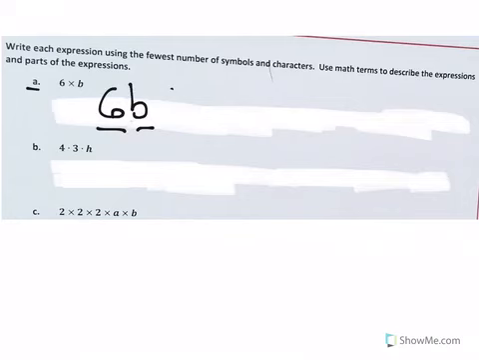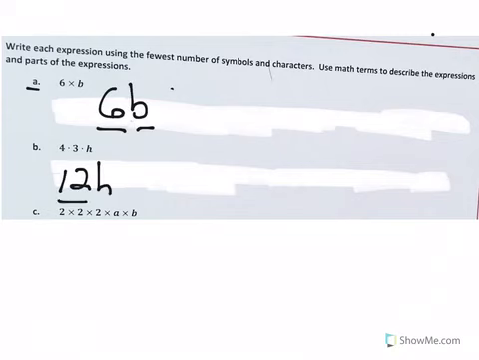All right, part B, 4 times 3 times h. We know because of PEMDAS that when it's a multiplication problem, you can multiply any of those factors together because the order doesn't really matter. So to make this simple, we're going to do 4 times 3, and we're going to get 12 times h. So that would be our simplest term.